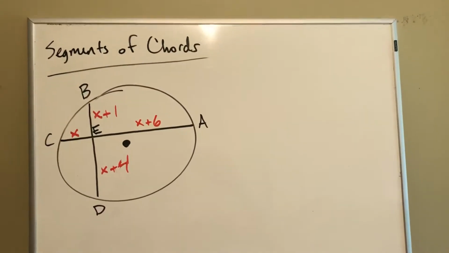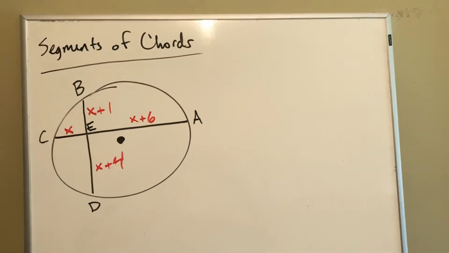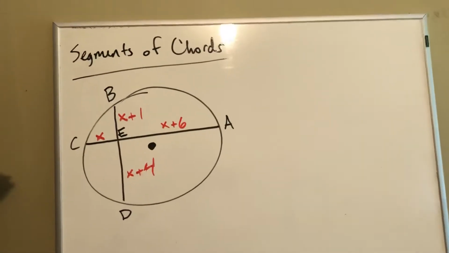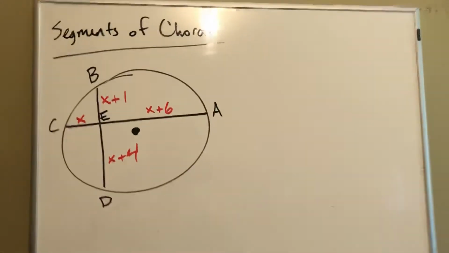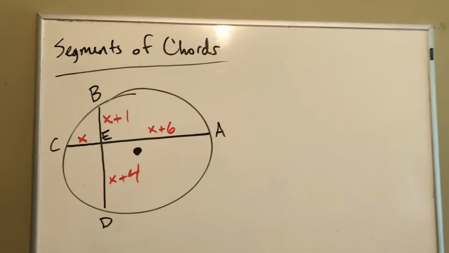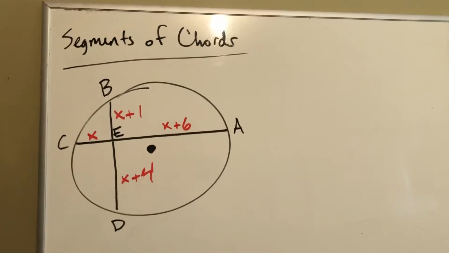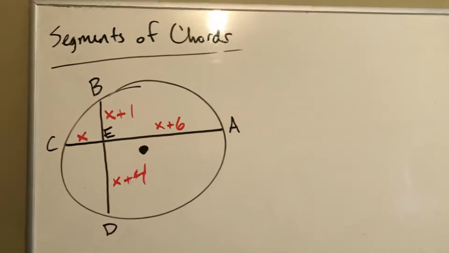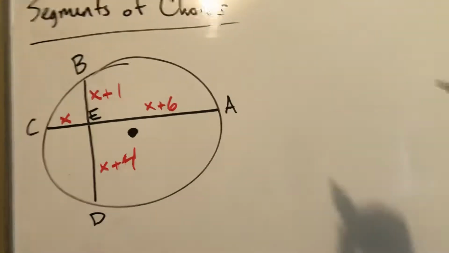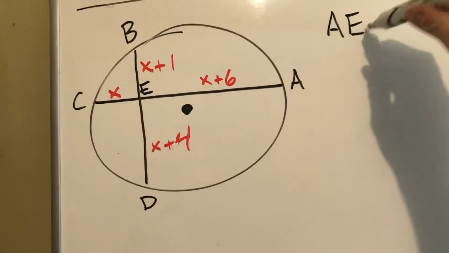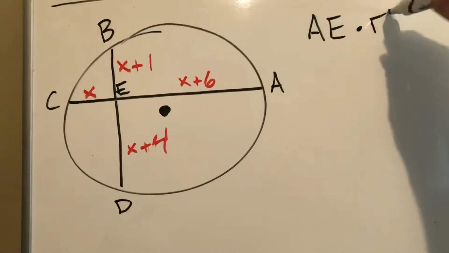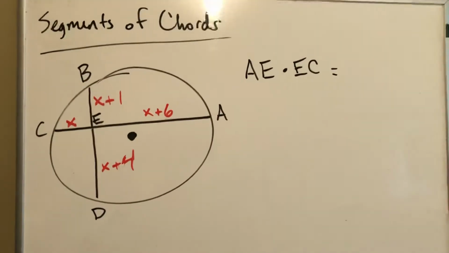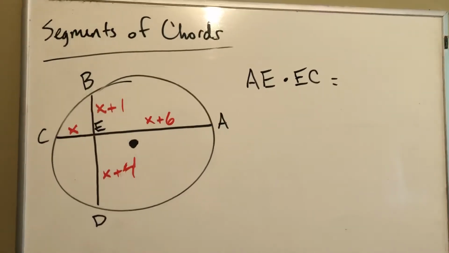We'll start with segments of chords, so segments that are all contained inside the circle. Now, you can look in your textbook on page 570 to outline the theorem for this, but before I even get to the actual segment lengths here, let's break down what we have and what theorem is going to be true. Based off the intersection of 2 chords inside the circle, we know that the segment AE times the segment EC, so the 2 parts of that full chord AC, are going to equal the 2 parts of the other chord that it intersects.